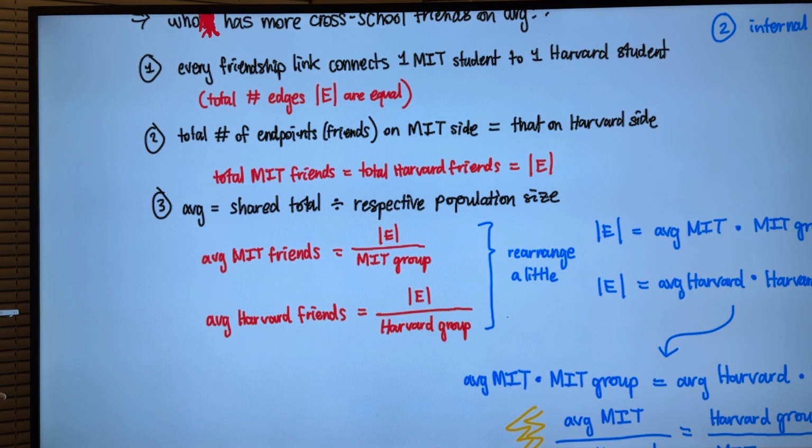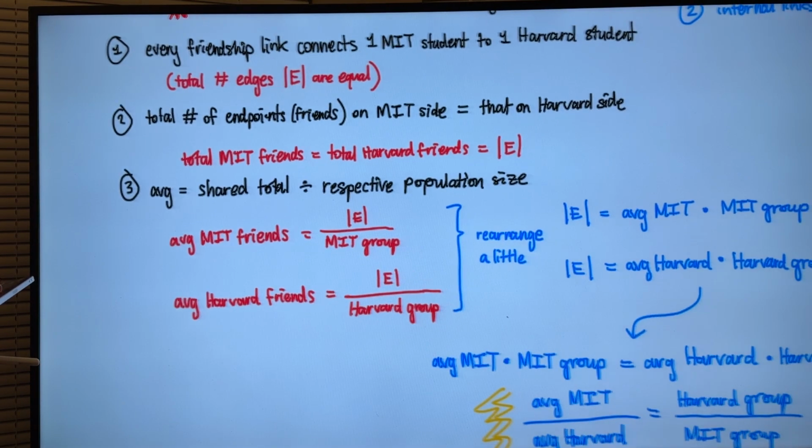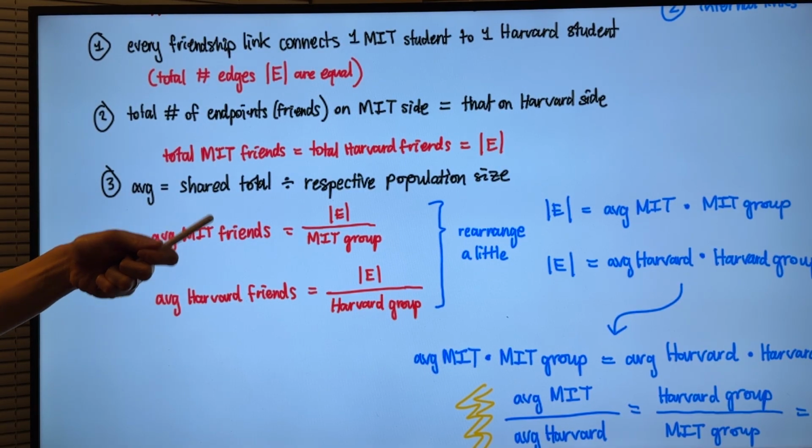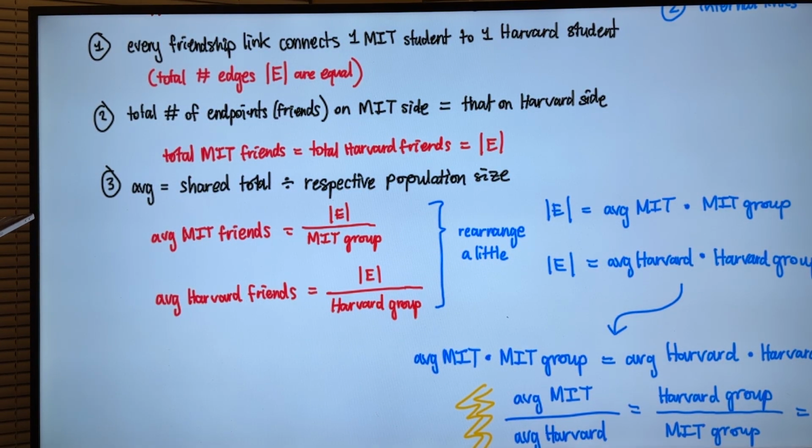So the average then is going to be the shared total divided by the respective population size. So what does this mean? Well, let's think about it. Average MIT friends is going to equal the number of friendship links divided by the size of your MIT group, right? And similarly, the average number of Harvard friends is going to equal your total number of friendship links divided by the size of your Harvard group, okay? Each to their own. Average for MIT, you have the number of friendships divided by the size of your MIT group. Number of Harvard, you have the number of friendships divided by the size of your Harvard group.